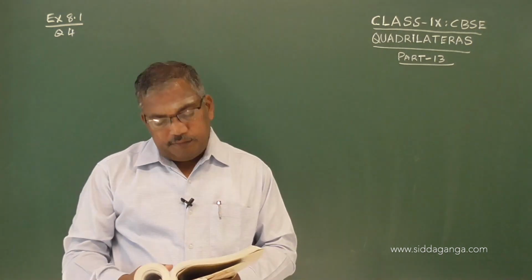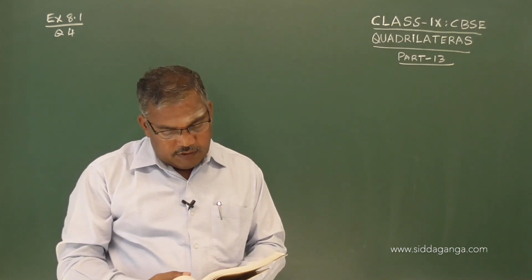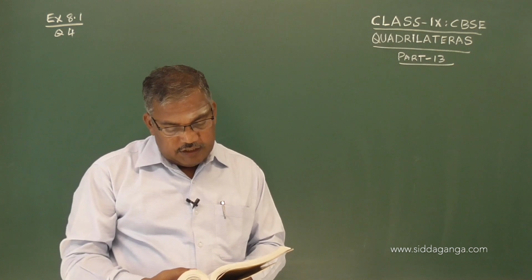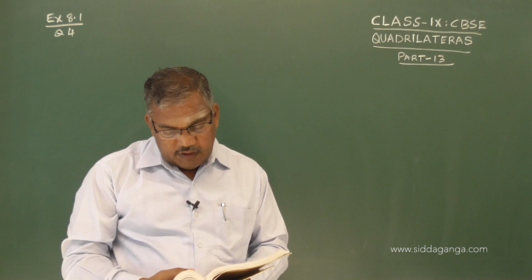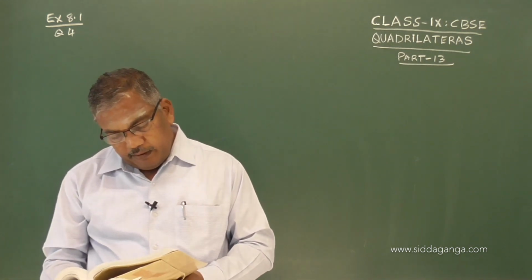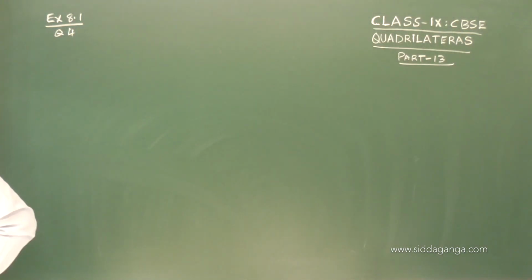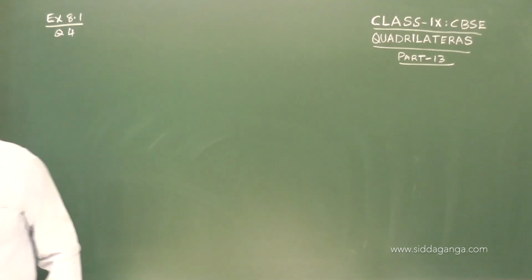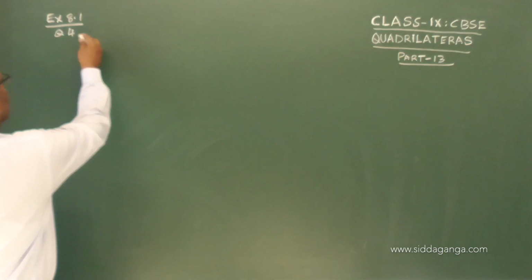So what is given here? Diagonals of a square. The square is given and he says diagonals are equal and bisect each other at right angles. So we have to prove that. So a square is given. So I will write question number 4.